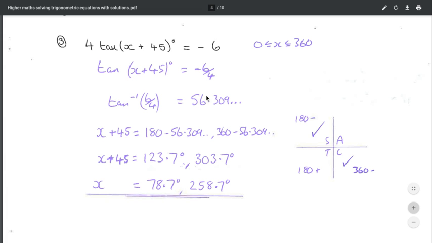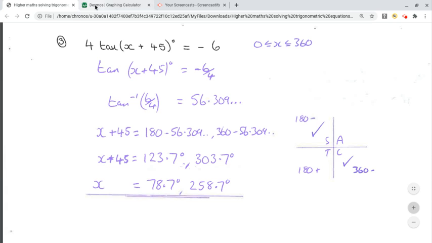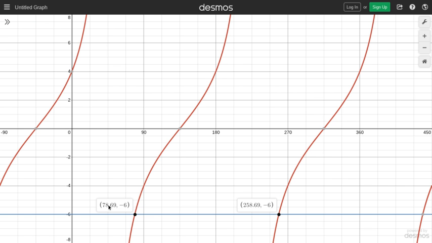So we find our angles: 180 - 56.3, and 360 - 56.3. Now, we haven't calculated the values of x yet, we've calculated the values of x + 45. So we now need to subtract 45 from both values. So 78.7 - 45, 258.7 - 45. And that gives us our two values for x, which if we have a quick look at the graphs again, there they are: 78.7, 258.7.